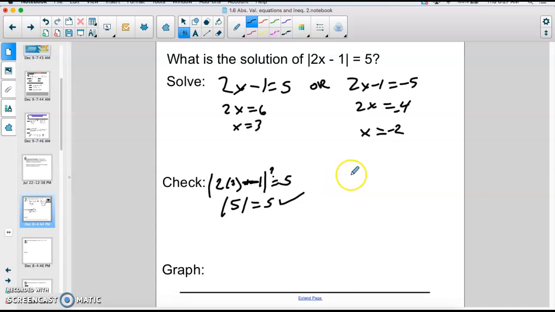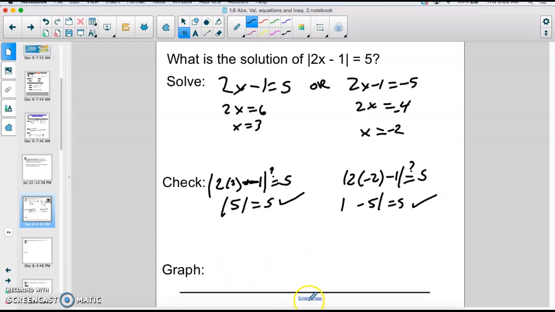Okay, now we check this one. Absolute value of 2 times -2 minus 1. Does it equal 5? Okay, so let's see. 2 times -2 is -4. -4 minus 1 is -5. And yes, it does. The absolute value of -5 is 5. So that works out. And we are going to graph it here really quick.